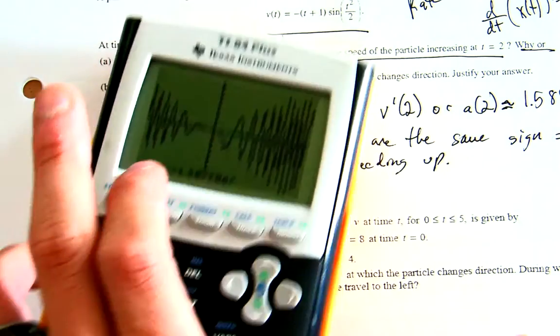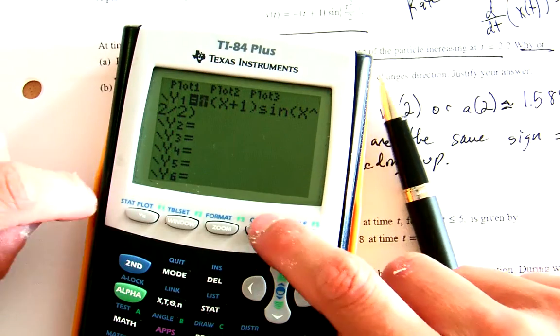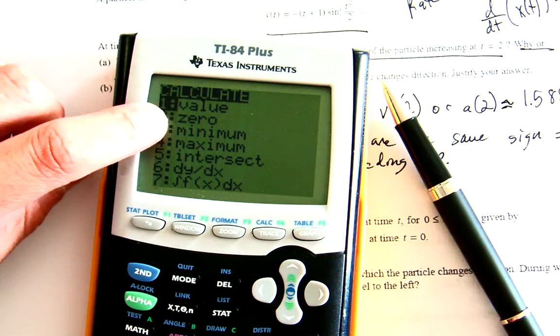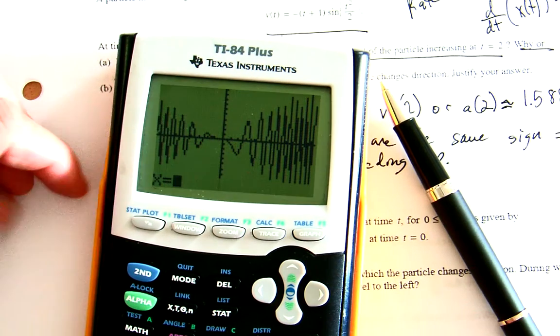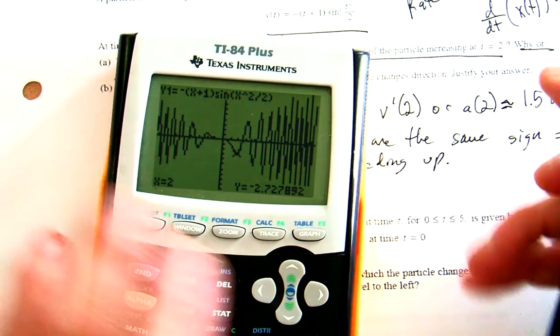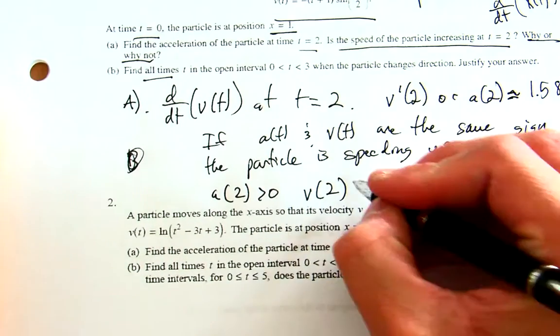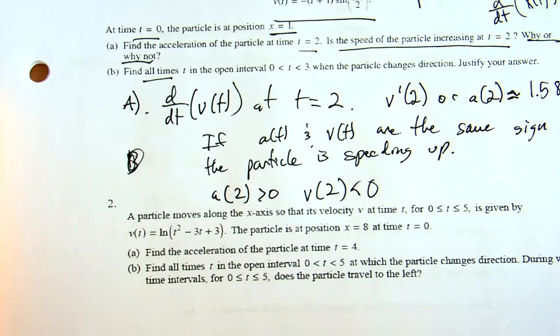So go back to your calculator, go to y equals, and this time we're going to go to second calculate. And we want a value. So hit value or 1, and we just want the value at 2. And you can see here we have a negative. So v of 2, and notice you don't even have to calculate it. v of 2 is less than 0.